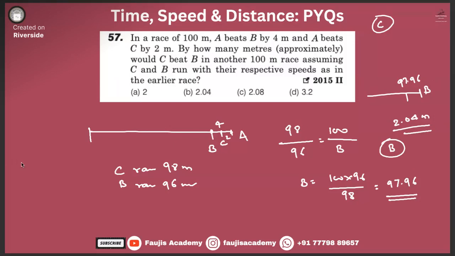Easy. Can you assume A runs at 10 meters per second and do it? Because I assume like that. Why can we assume A is running at 10 meters per second? Because if he runs 100 meters at 10 meters per second, he would finish the race in 10 seconds. Which means C has to run at 9.8 meters per second, because he will reach in 10 seconds.